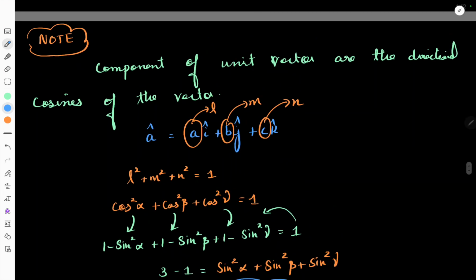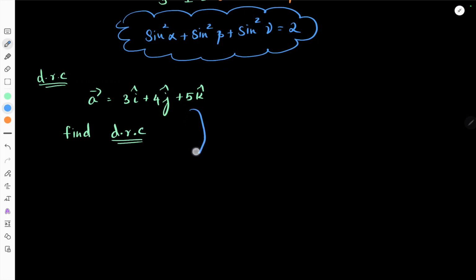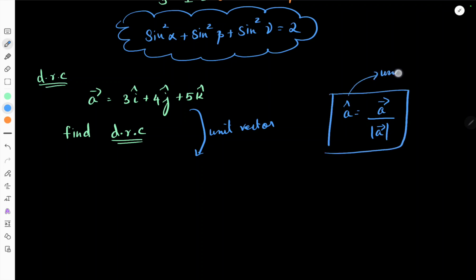See, the components of a unit vector are the directional cosines. Suppose I give some vector, let's say a vector, and we have to find the directional cosines. So a vector, if I give 3i cap plus 4j cap plus 5k cap, now we have to find the directional cosines. First what I can do here is find the unit vector. We know how to find the unit vector. This a cap will be equal to a vector divided by the magnitude of this a vector. So now it will be a unit vector. This a cap will be a unit vector, which means the components of this a cap are the directional cosines we have.